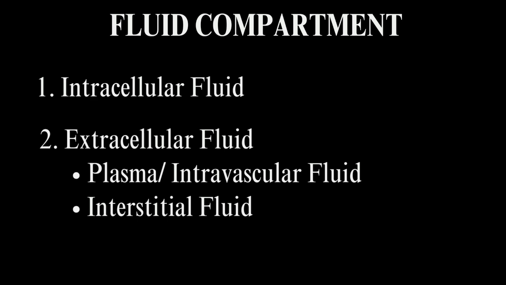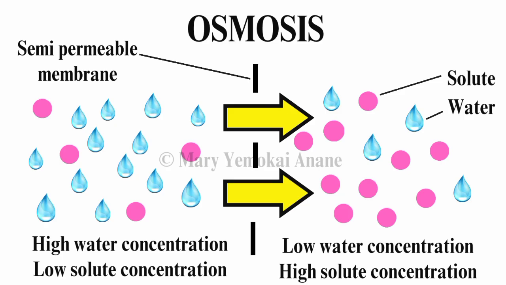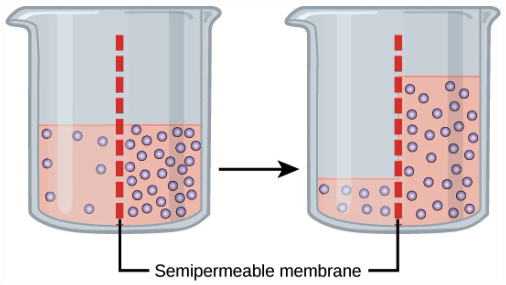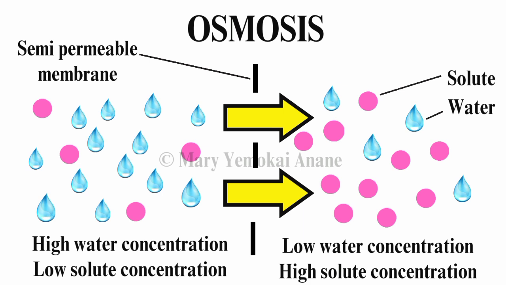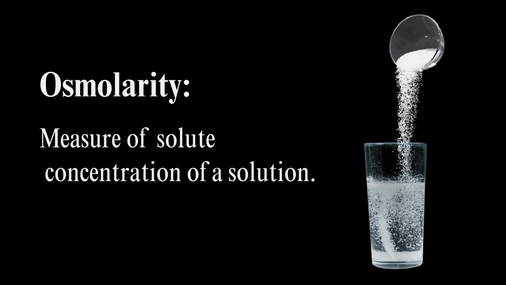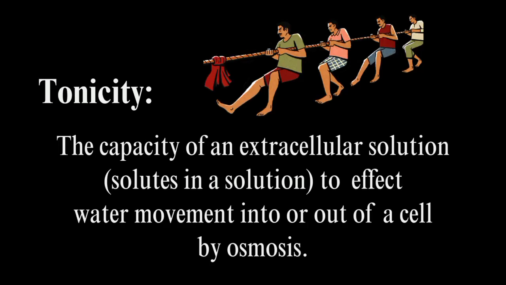Now let's explain osmosis. Osmosis is the movement of water molecules from an area of high water concentration to an area of low water concentration. Or you can also say from an area of low solute concentration to an area of high solute concentration through a semi-permeable membrane. Now let's explain two key terms that we'll need. Osmolarity is a measure of solute concentration in a solution. And then tonicity is the ability of an extracellular fluid to cause water to move into or out of a cell by osmosis.